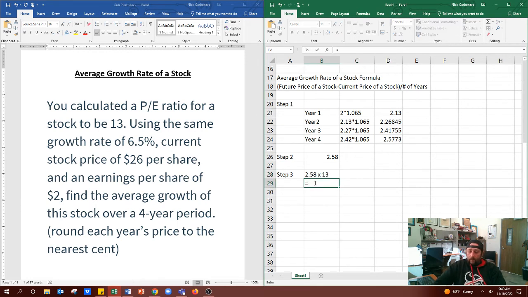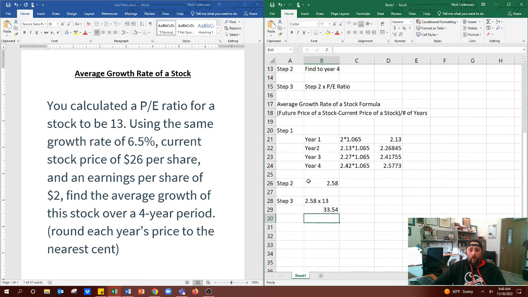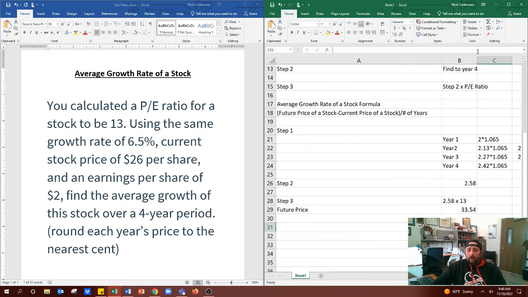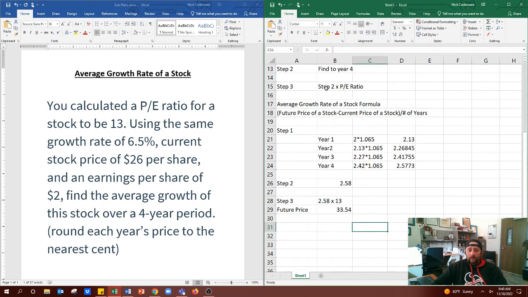I'll put it below here. 33.54. So step number 3, which is the future price, oops, don't want to do it that far. Let me close it back up real quick. There we go. That makes a lot more sense. And we'll slap a dollar sign on that so you know exactly what it is.